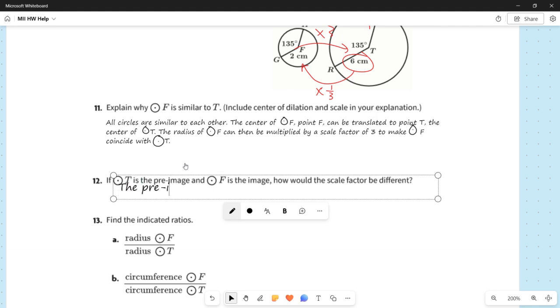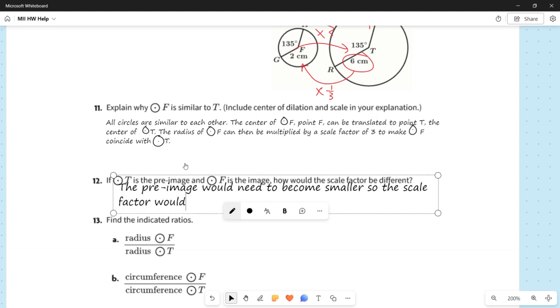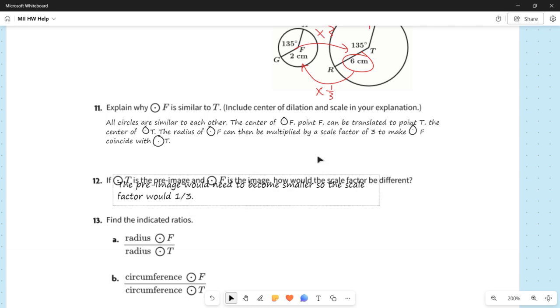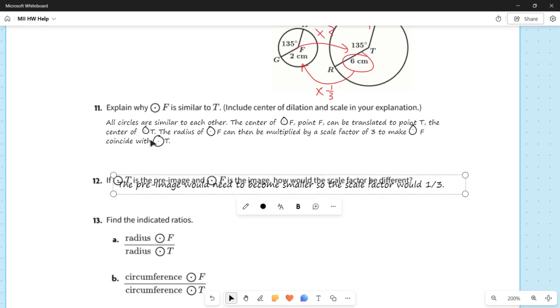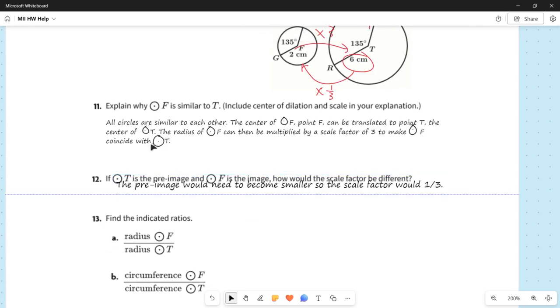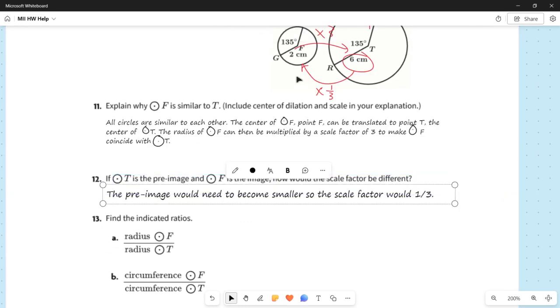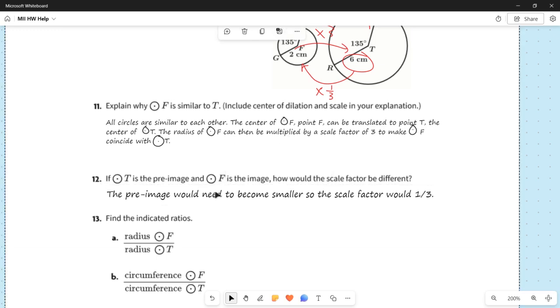So the preimage would need to become smaller because the radius would be going from 6 to 2. So the scale factor would be, because again, we have to multiply by something, our scale factor is going to be 1/3. So that is describing what would happen if we went, instead of going from F to T, what would happen to our scale factor if we went from T to F.